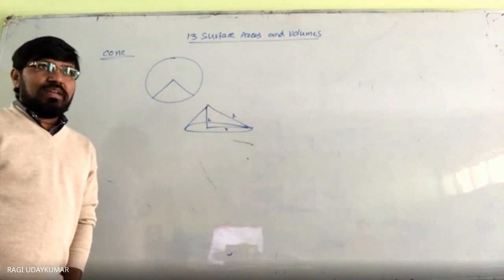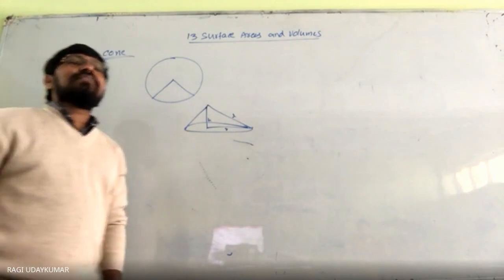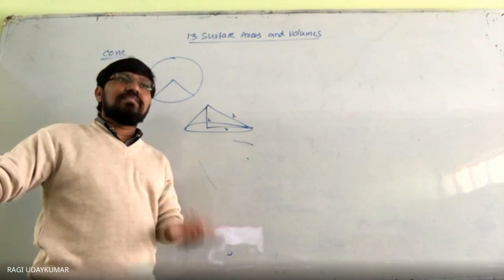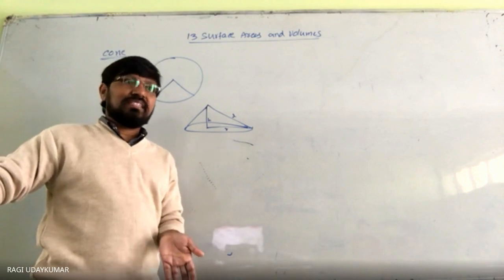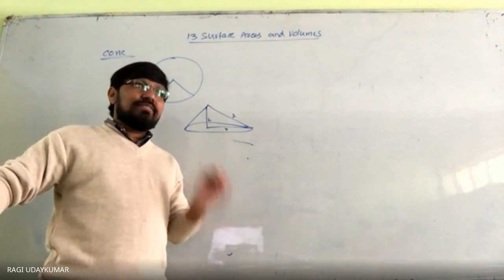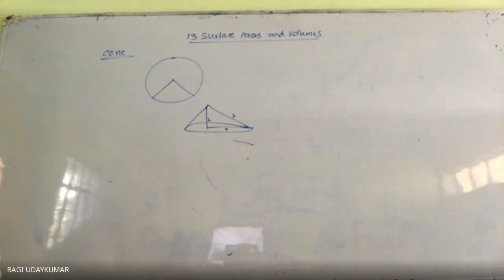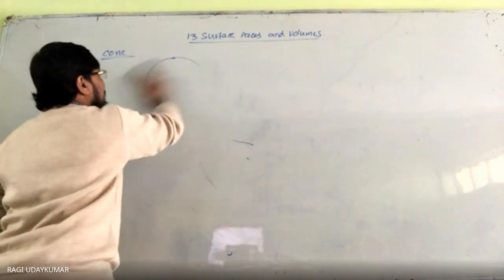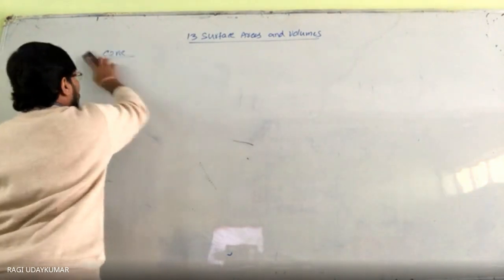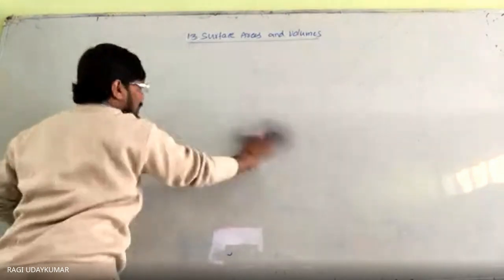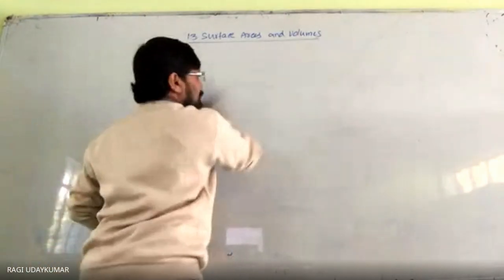So the curved surface area of the cone is pi r L. How do we get pi r L? I have already explained it in the previous class with a demonstration. So the curved surface area of the cone is pi r L, and what are the other formulas? Let us write them here, and then we will continue with the exercise problems, because we have already discussed this.